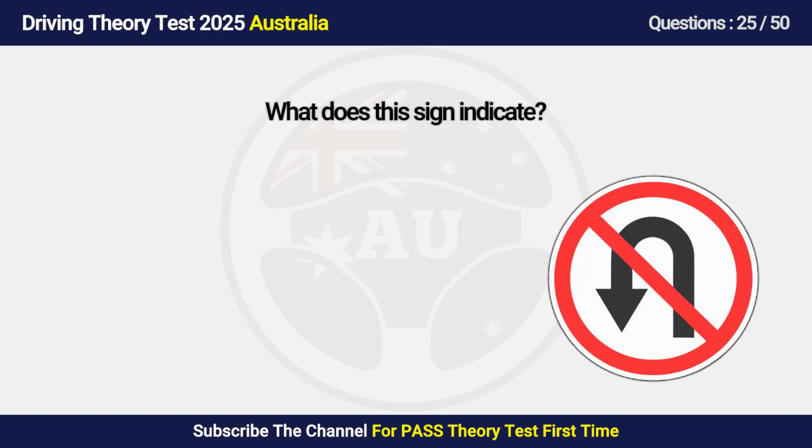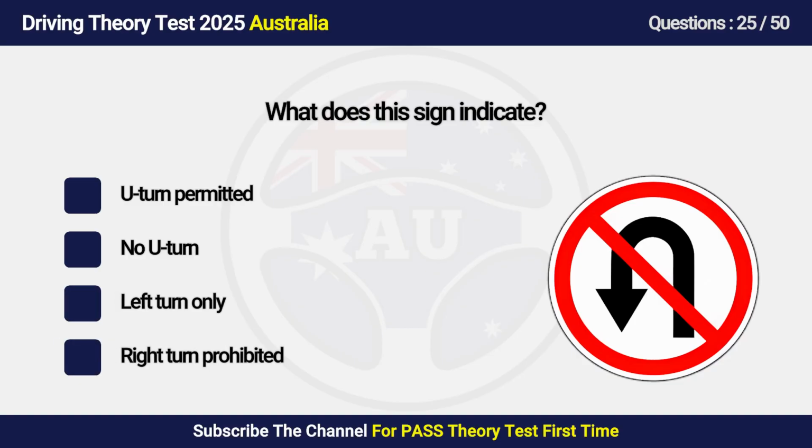Question 25. What does this sign indicate? A. U-turn permitted. B. No U-turn. C. Left turn only. D. Right turn prohibited.